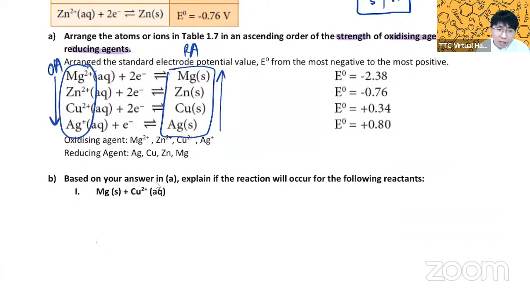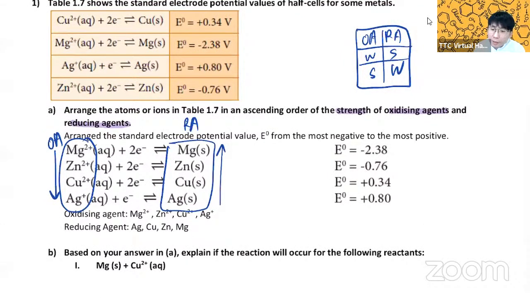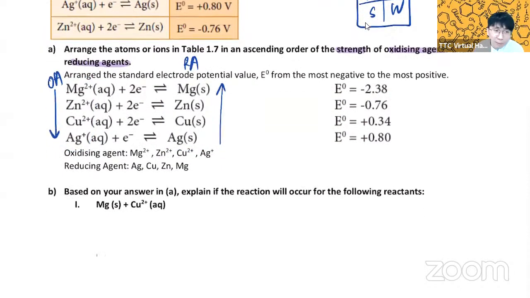Okay, so based on your answer in A, now let's explain, will the following reaction occur? So guys, do you remember what is the requirement to have a reaction, according to our six packs table? What agent plus what agent? Strong and strong. Very good. You must have a strong reducing agent reacting with a strong oxidizing agent. Only then can you have a reaction. So of course, from here, let's check number one.